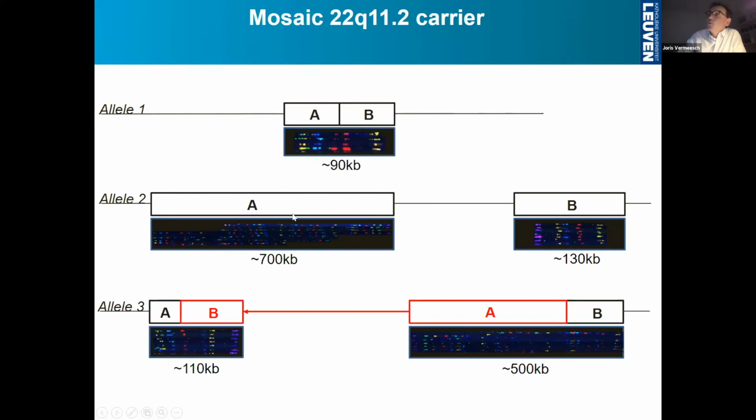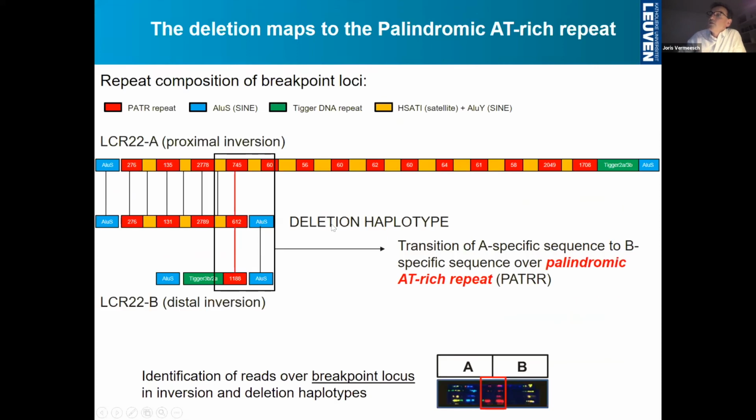So this is allele 1, allele 2, allele 3 is the inversion, and then we had also a deletion. So we did this ultra-long read sequencing, and so we can now map actually where the LCR A is. And what you're seeing here is the locus, in red are the AT-rich regions, which actually contain the palindromic regions. So the AT-rich regions are palindromic.